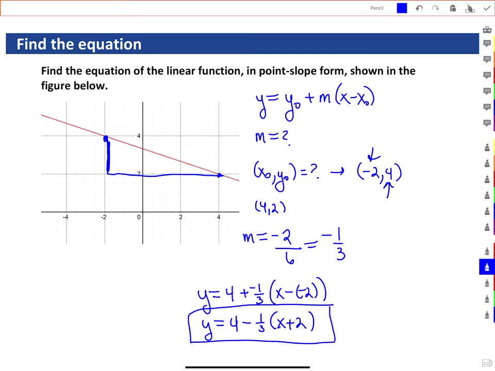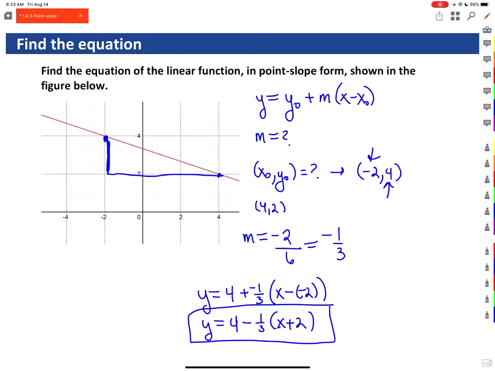So you might be asking, well, if I picked a different point, my line's going to look different. And the answer is yes, it will. But if you were to distribute everything out, combine all your like terms and all that fun stuff, you'd actually end up with the same answer.